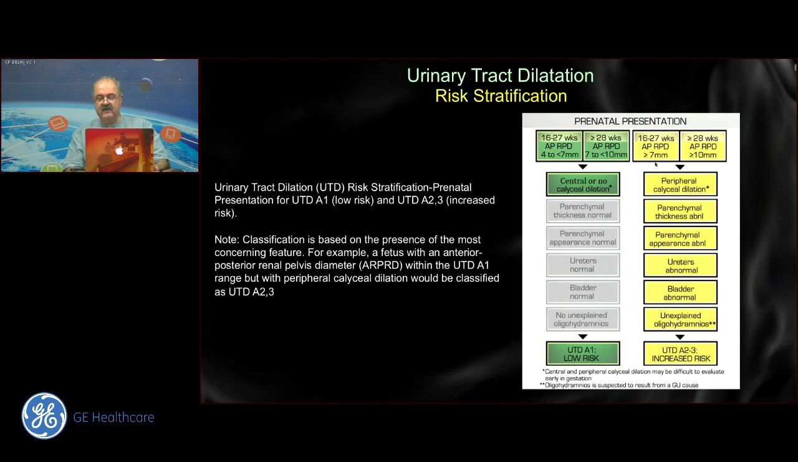If it is more than 7 up to 28 weeks and more than 10 after 28 weeks, then you start looking for any of these: peripheral caliceal dilatation, parenchymal thickness, parenchymal appearance, dilated ureters, over-distended bladder or trabeculated bladder, unexplained oligoamnios. That puts it into urinary tract dilatation A2, A3 and increased risk. And that is important because on the basis of this, you will decide what you have to do during the pregnancy and after the pregnancy.